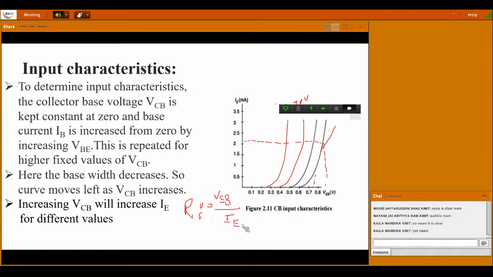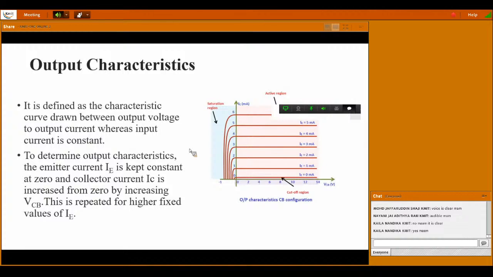Now IE is in the range of milliamps, so our resistance is in the range of kilo ohms. Hence we are finding the input characteristics of this configuration to obtain the input resistance. To obtain the input resistance of any configuration, first we have to take the input characteristics. Next, I'll move to the next slide.